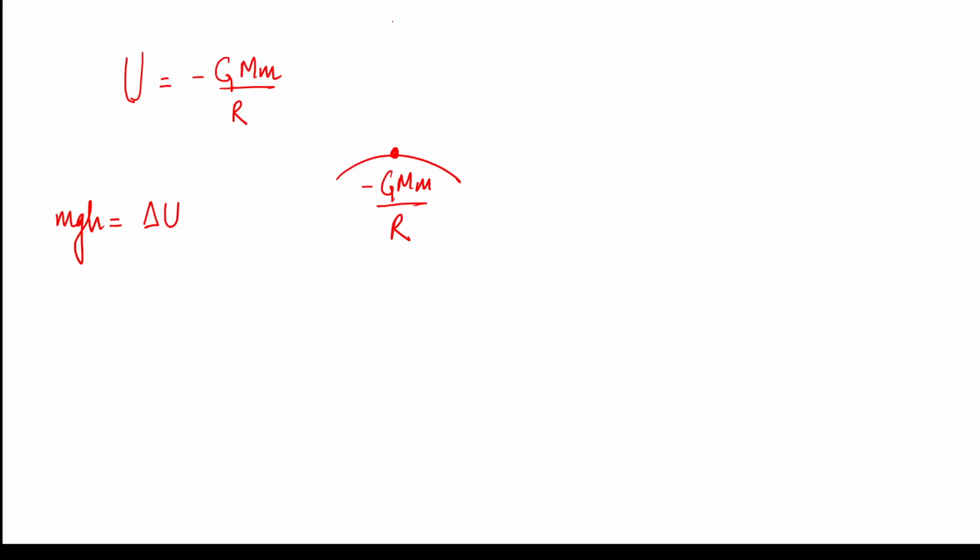If it moves to this point, its potential energy will be minus GMm over r plus h. So as it moves from the surface to some height h, the change of potential energy is mgh. This is what you have been calculating over the years. So you're calculating the change of potential energy. Okay.